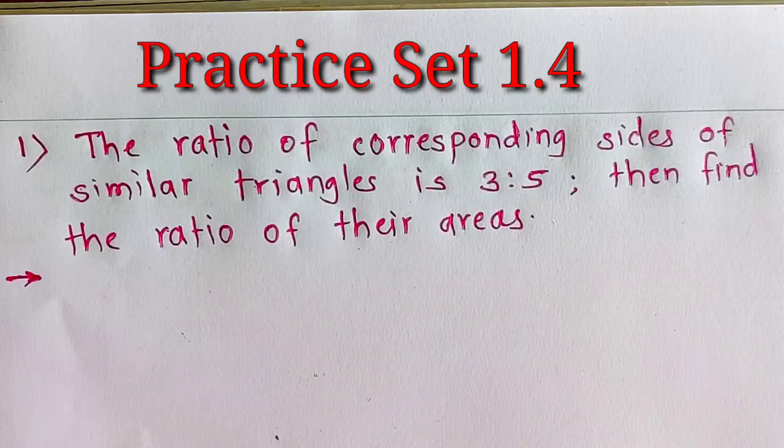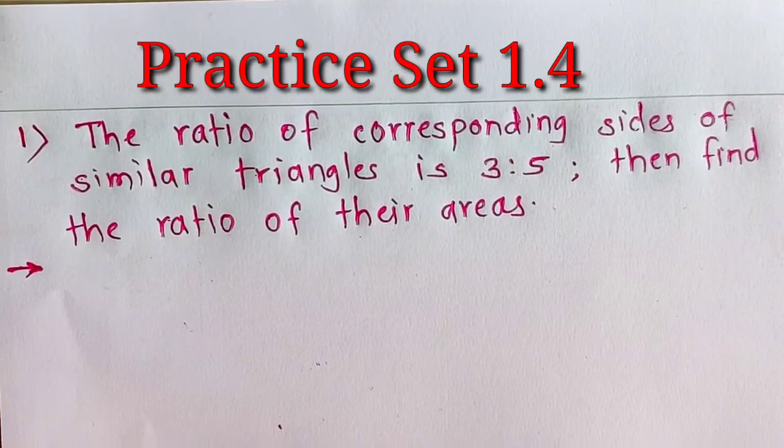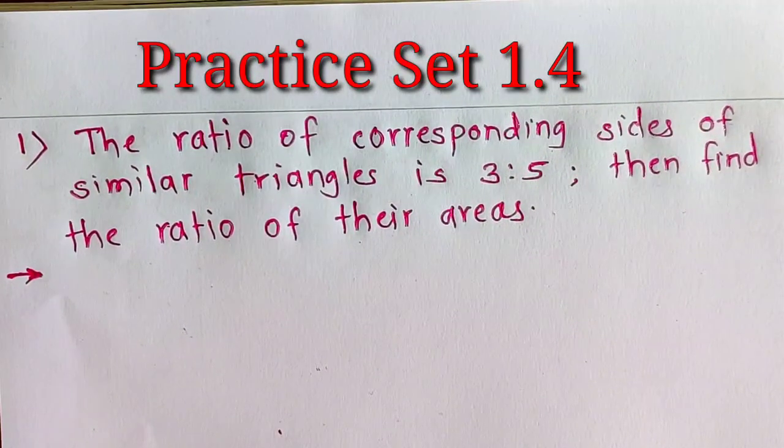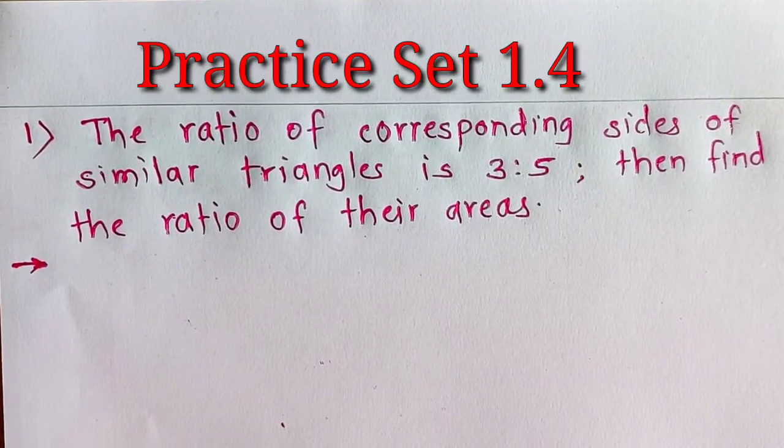Hello friends, let us see practice set 1.4 from the first chapter Similarity. This practice set 1.4 is based on the theorem of areas of similar triangles. If triangle ABC is similar to triangle PQR, then what can we write? The ratio of their areas is equal to the ratio of squares of their corresponding sides. So that theorem we have to use here. Let us see the first sum from practice set 1.4.